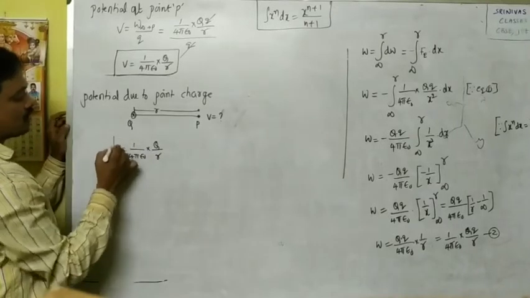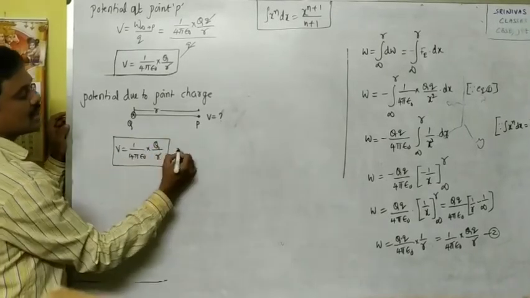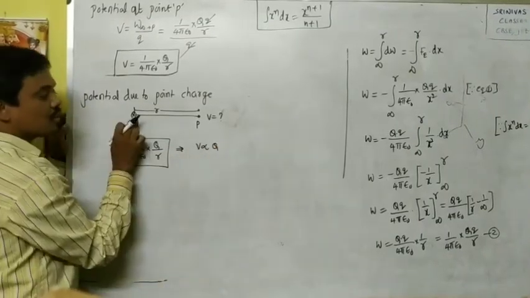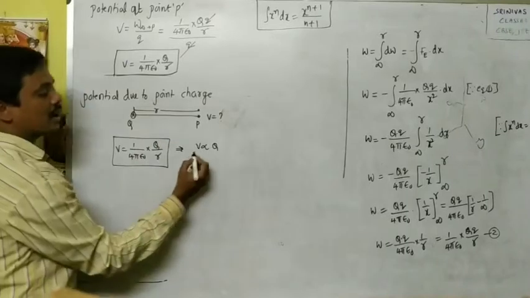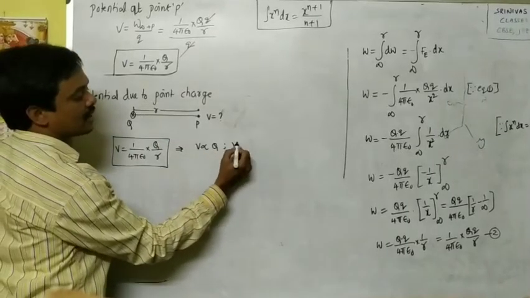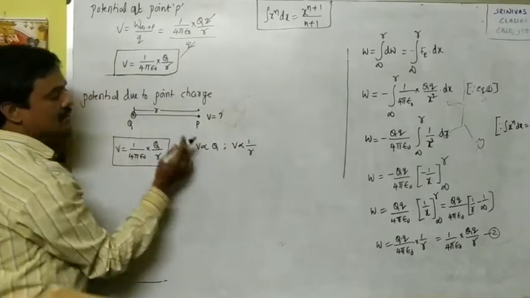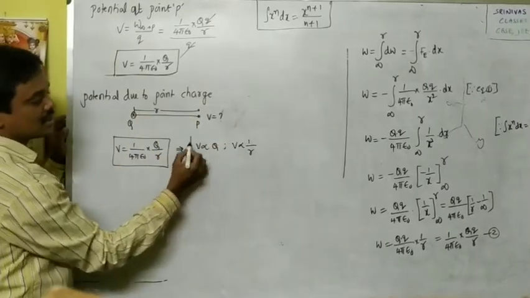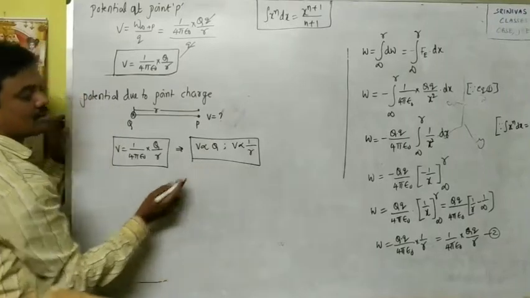That means on what factors does the potential depend? The potential depends upon charge. If charge is more, then the potential is more. And potential also depends upon distance. If distance is more, then the potential is less. Right? These are the factors on which the potential depends.